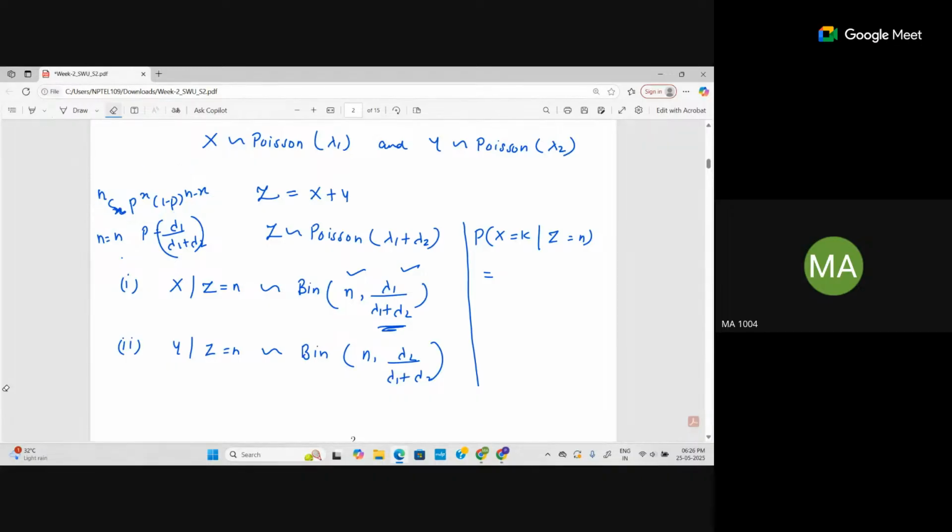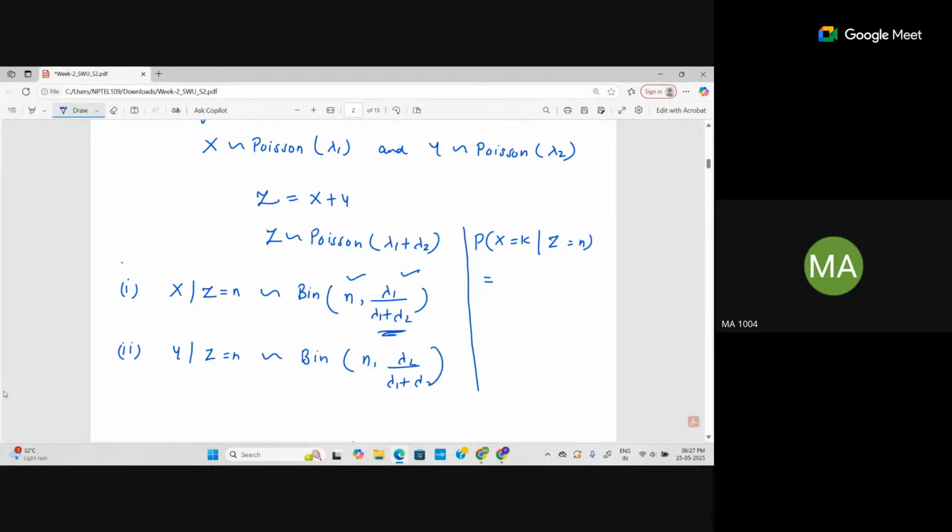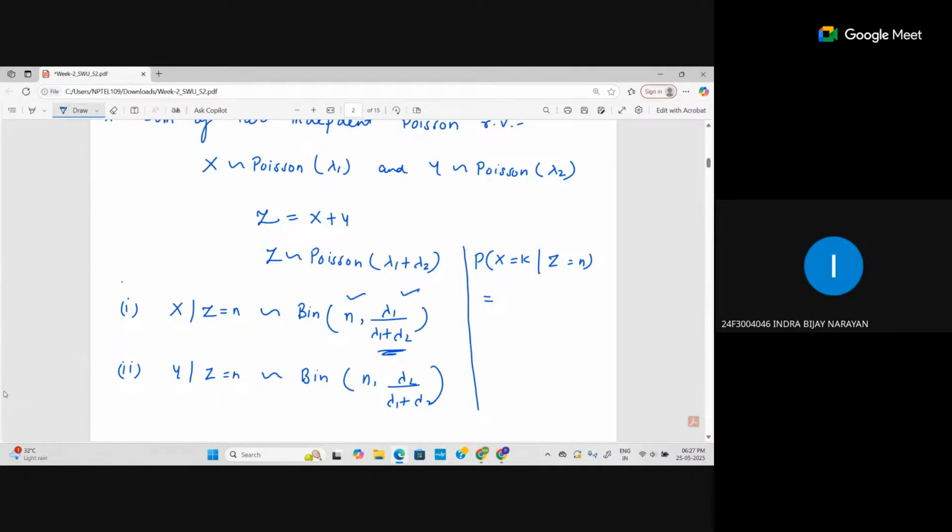And for Poisson distribution, the PMF is e to the power minus lambda, lambda to the power x divided by x factorial. If conditional, then it becomes binomial. I think you are talking about the PMF of Z. Z is following Poisson with lambda 1 plus lambda 2, so there you will get e to the power minus lambda 1 plus lambda 2. So individual PMFs are following that Poisson formula, correct? Yes, individual PMFs, but the conditional PMF in this case is following binomial.